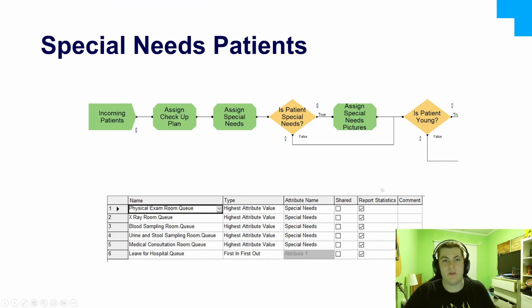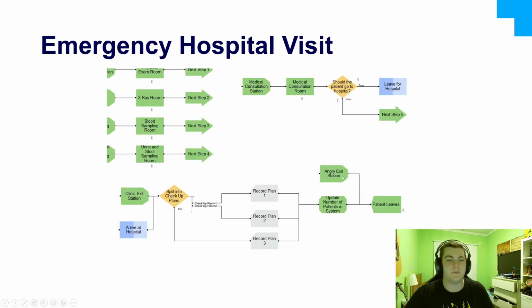How this works with the process block queues is that I changed the type of the queues to be highest attribute value, and they look at the special needs attribute. So only the special needs patients are looked at first. Finally, there's that last assign module, which just assigns different pictures to them so we can see them in the animation.